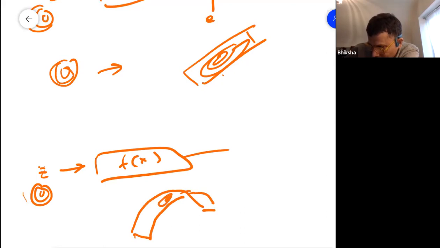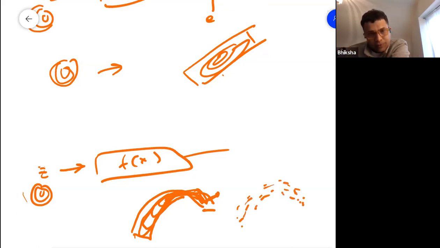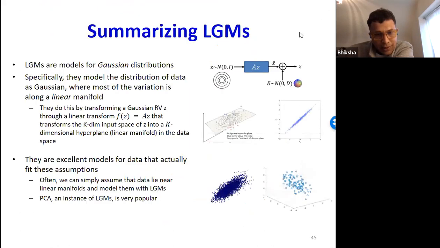Where your data are now distributed on this curved surface, and then you add noise to it. And so the generative model now becomes that I'm taking a Gaussian step on this curved surface and then adding noise to it. And so the resulting distribution is going to have this shape. Did this make sense to everybody? Raise your hands if it did.